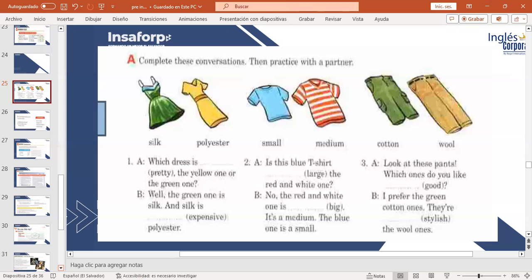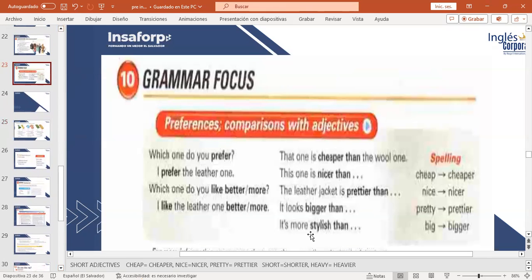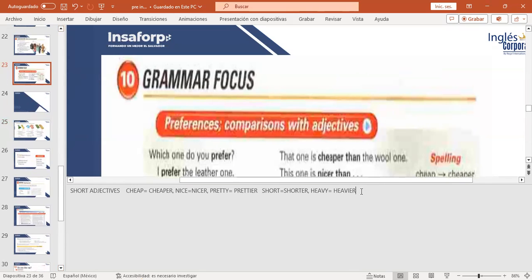Teacher, one question. To the stylish, only add ER? We're gonna add more. Is a long adjective. Eso es lo que quería explicar yo. Stylish is a long adjective. It's not a short adjective. I'm gonna explain it right now.